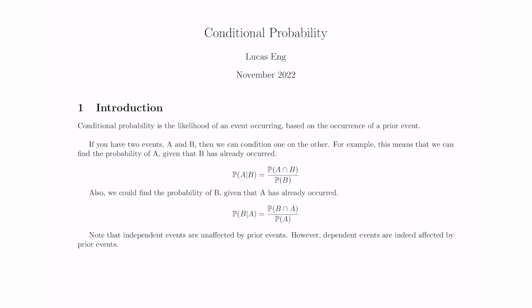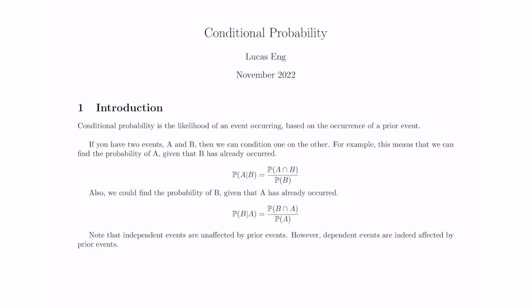And in this video, we're going to take a look at conditional probability. Specifically, we're going to take a brief look at formal conditional probability, and then we'll dive into informal conditional probability, which is where we look at conditioning on tables. But without further ado, let's get into it. So let's start with our introduction.